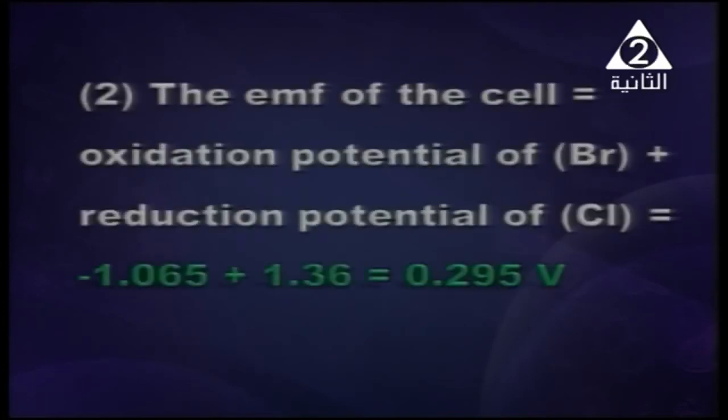In the second reaction, the EMF of the cell equals the oxidation potential of bromine, which represents the anode, plus the reduction potential of chlorine, which represents the cathode in this reaction, equals minus 1.065 plus 1.36 equals 0.295 volt.